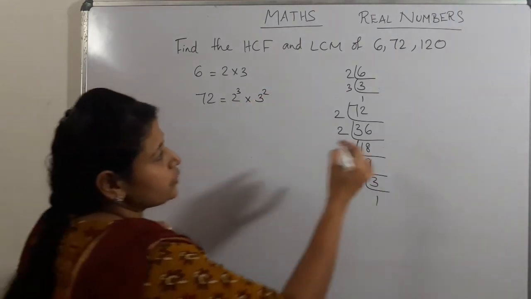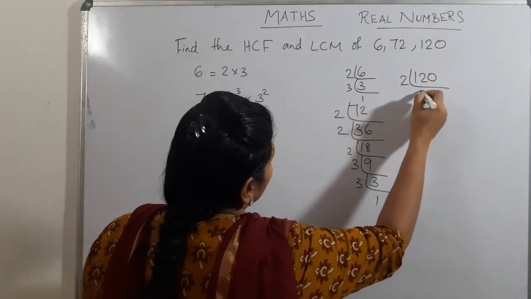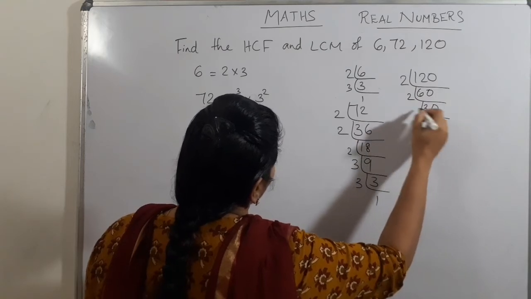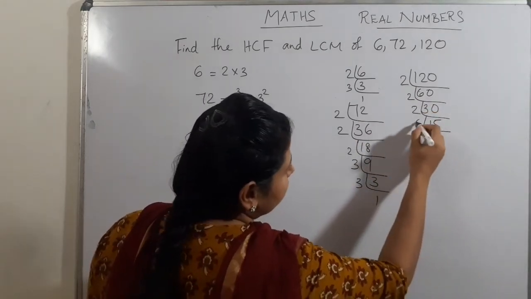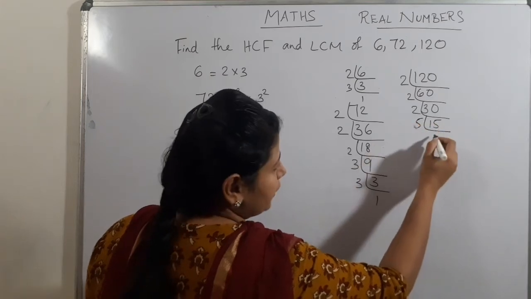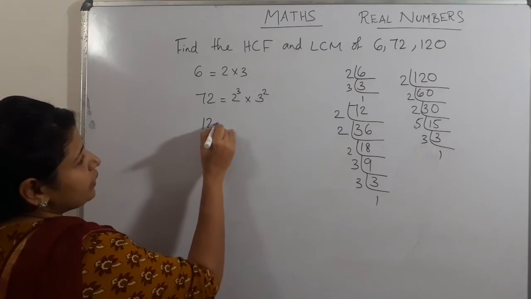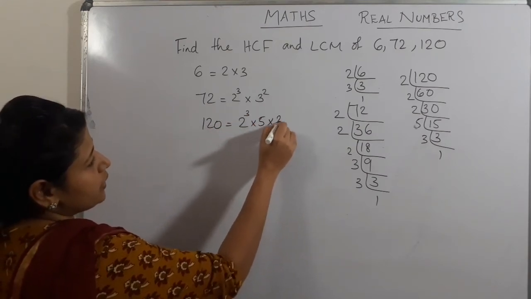Okay. Then 120. 120 divided by 2 is 60, then again 30, then 2 into 15. Now we can divide by 5 or 3. So 3 into 5, and 5 into 1. So here 120 can be written as 2 raised to 3 into 5 into 3.